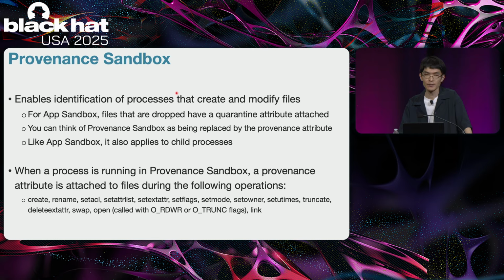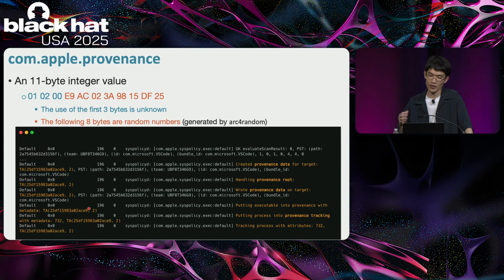Think of it like this. In the App Sandbox, files dropped by a sandboxed app get tagged with a quarantine attribute. In the Provenance sandbox, this tag is replaced with a provenance attribute. Just like the App Sandbox, the Provenance sandbox also propagates to child processes. The provenance attribute is set automatically for certain file operations as listed here: create, rename, set-share, etc. The body of this provenance attribute is an 11-byte integer with 8 bytes being random. syspolicyd generates this value and assigns it to the target application.